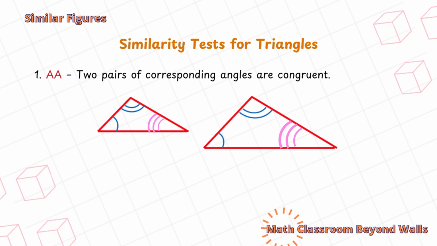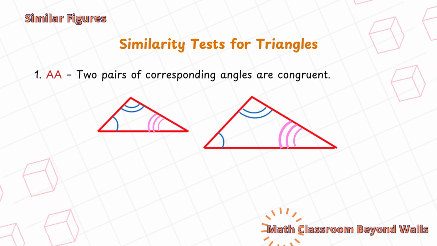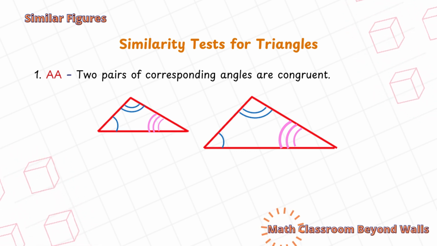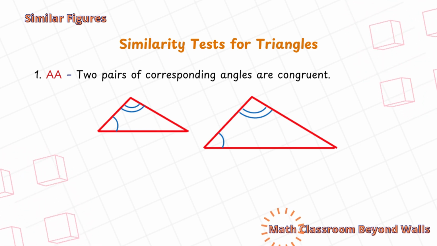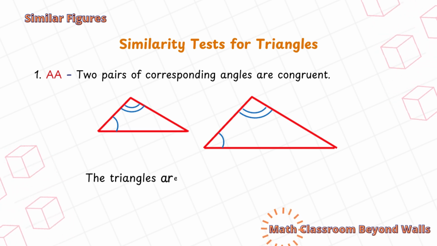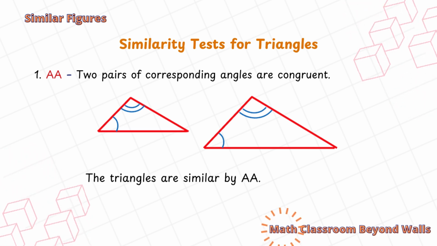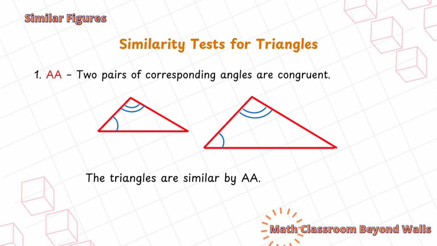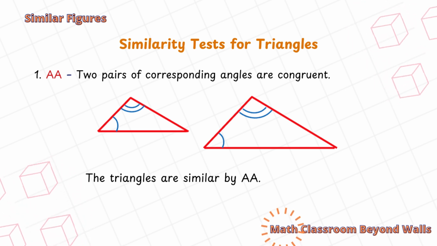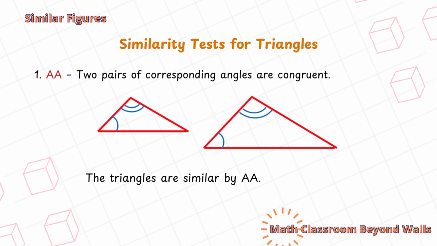Thus, in some cases, you will see AAA test. But again, you do not have to test all the three corresponding angles. Two pairs of corresponding angles, AA, that are congruent are enough. For when two corresponding angles are congruent, it follows that the third corresponding pair is also congruent.